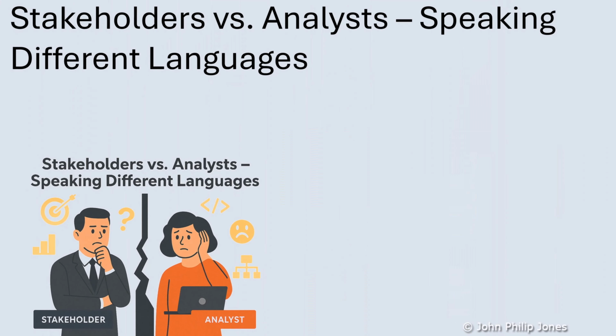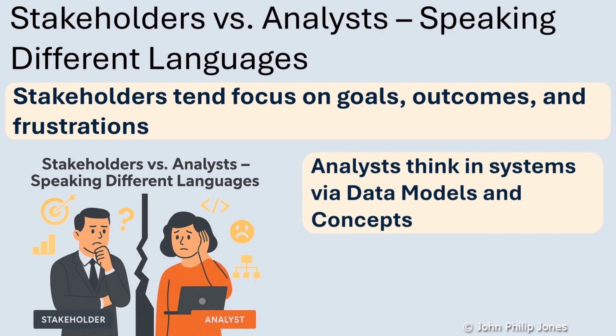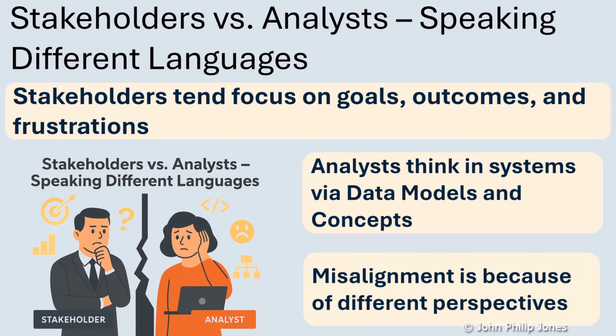The first problem is that the stakeholders and the analysts effectively speak different languages. The stakeholders tend to focus on goals, outcomes, and frustrations with the system that they've currently got. Analysts think in systems via data models and concepts. They have a different mindset. This misalignment is because of different perspectives.